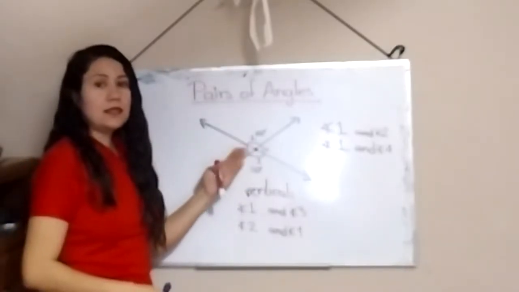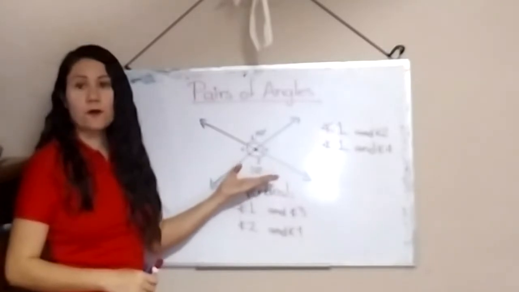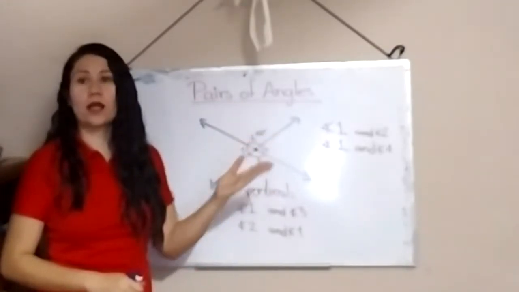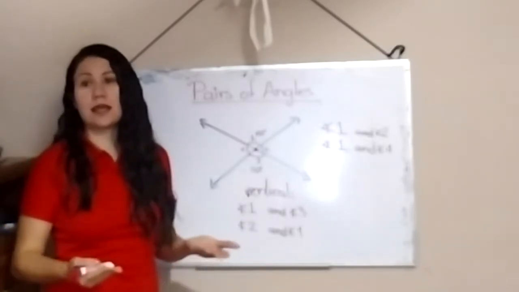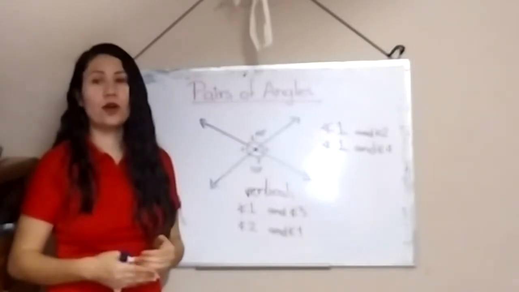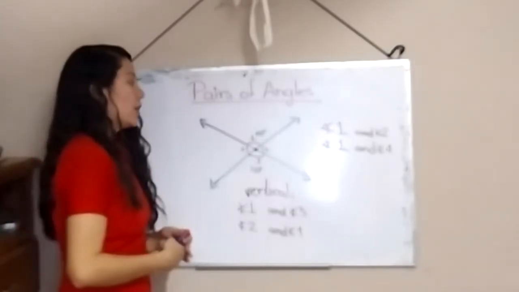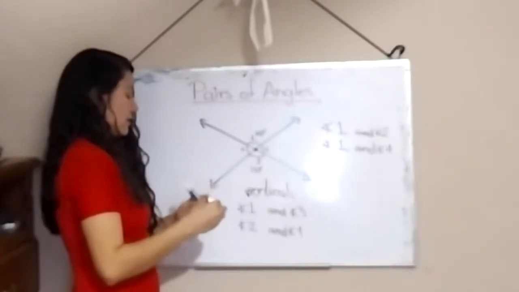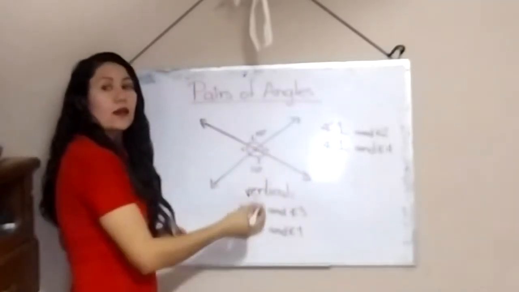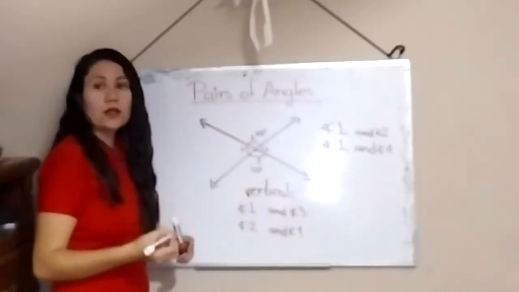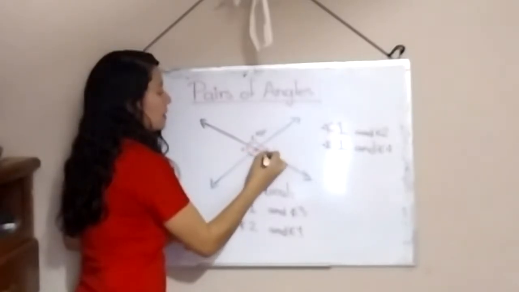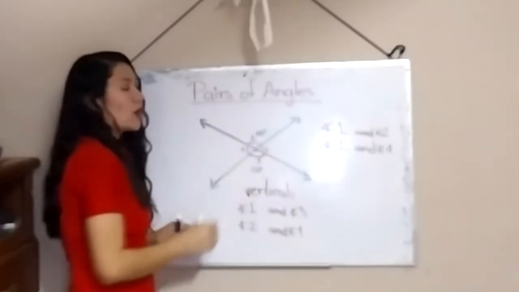Now looking at this, we see that they are formed by lines. What is the angle in one line? It's a 180 degree angle or a straight angle. So we have this line that altogether has a 180 degree angle. But we already know that this part is 110.